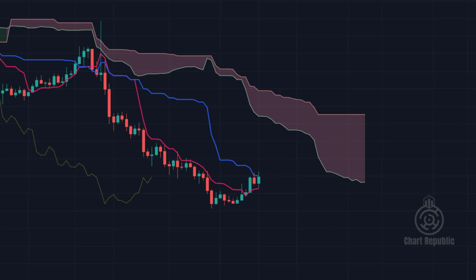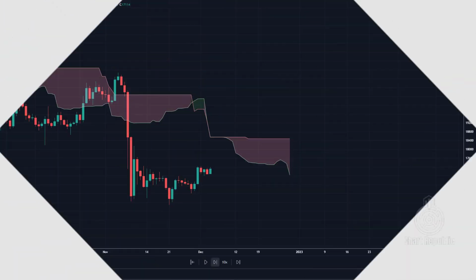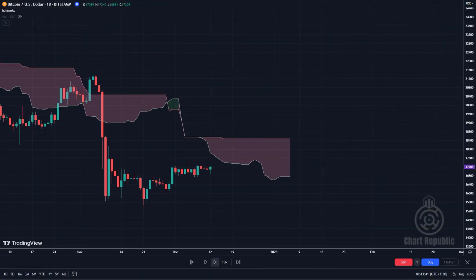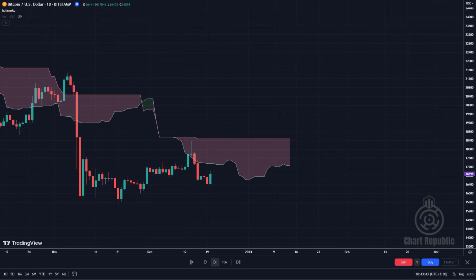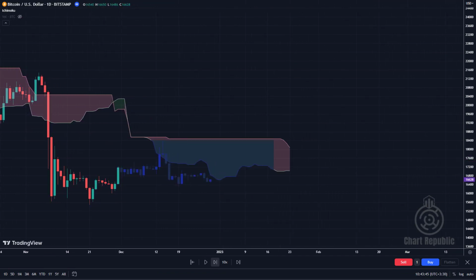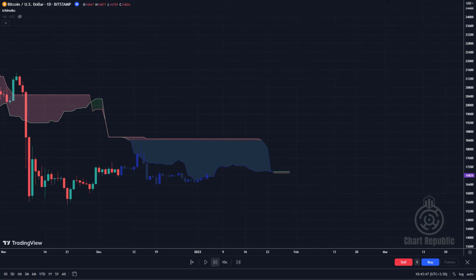consider exiting the market. Another remarkable aspect of the Ichimoku strategy that I haven't found in other trading systems is the unique type of support and resistance that Kumo creates in certain situations.